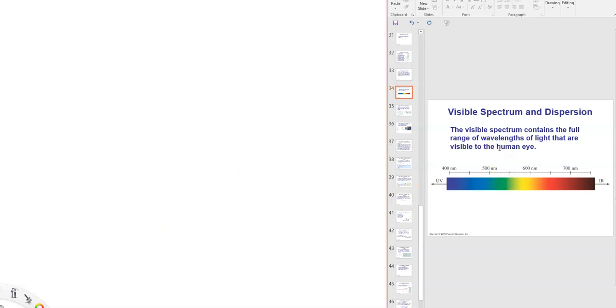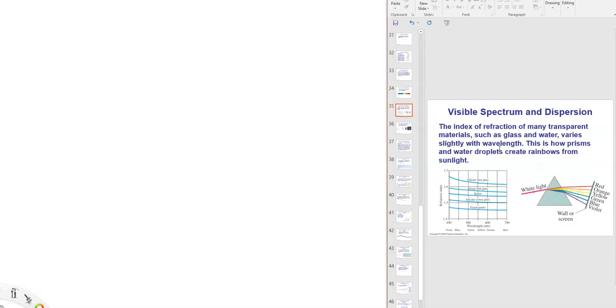Now what is dispersion? The index of refraction of many transparent materials such as glass and water varies slightly with wavelength. Now when we talk about bending of light, we mostly talk about white light. It's the combination of all the visible light together.